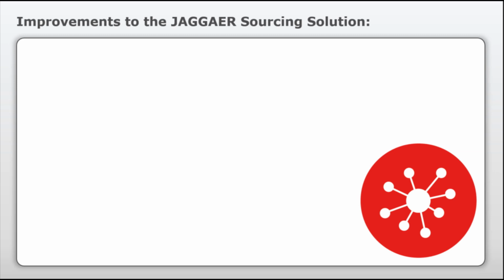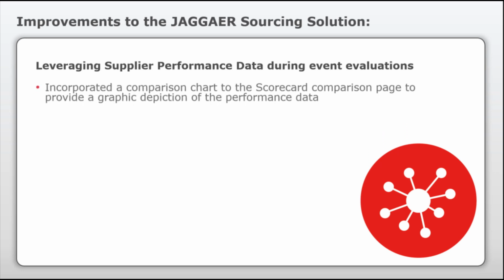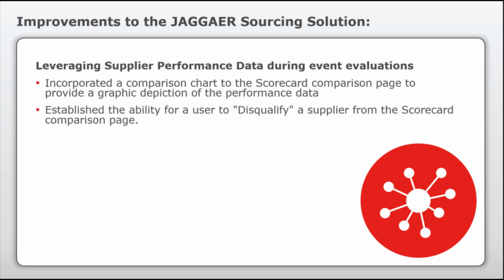In terms of the JAGGAER sourcing solution, we are leveraging supplier performance data during event evaluations in 19.3, and we incorporated a new comparison chart in the scorecard comparison page to provide a graphic representation of the performance data. We also established the ability for the user to disqualify a supplier from the scorecard comparison page.